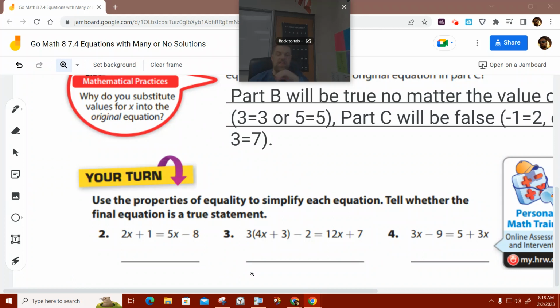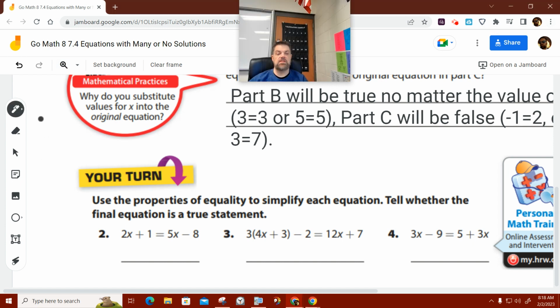All right, so now for these, we're trying to figure out how many solutions they'll have. Let me show you how you can do this without having to do a whole bunch of work. Look at this. This is a different slope, right? How many solutions do you think it'll have? One. Different slopes will have one. Okay?